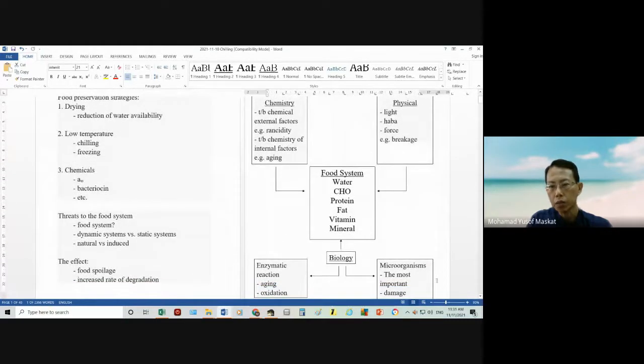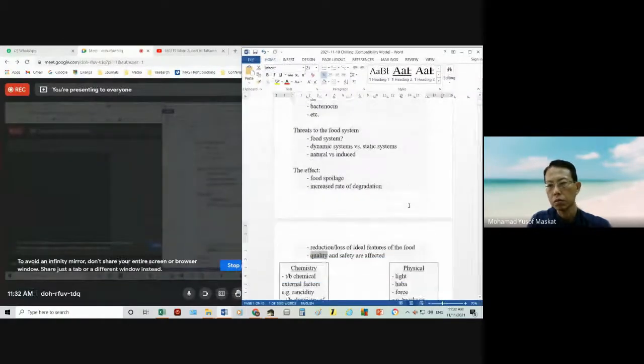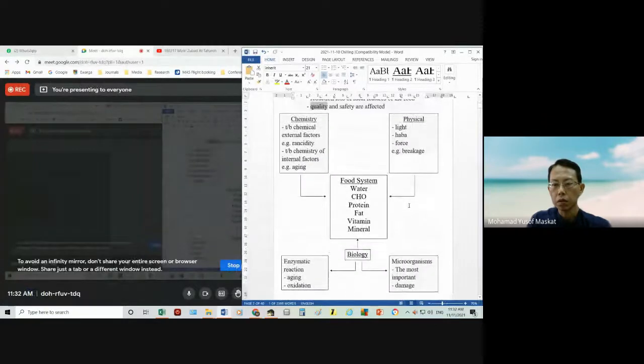So let's look at this diagram. For example, we have this food system in the middle. In our food system, usually we will have these components: water, carbohydrate, CHO is carbohydrate, and then protein, fat, vitamins, minerals, etc. So this is our food system.